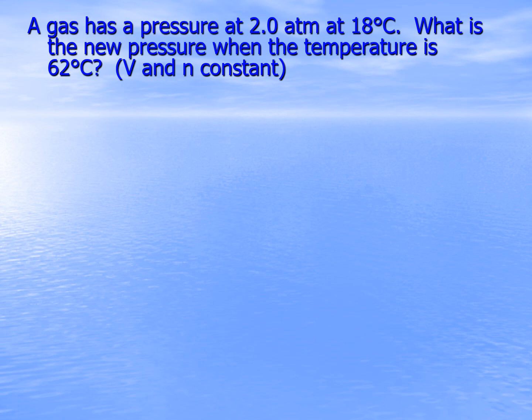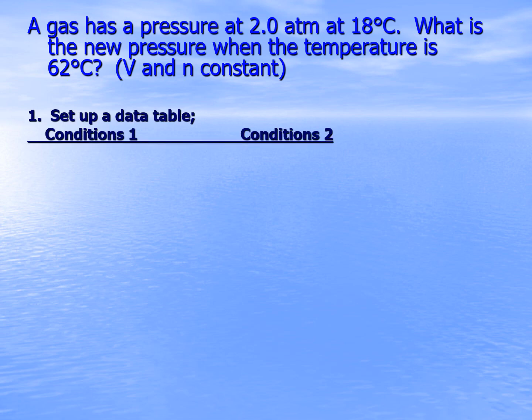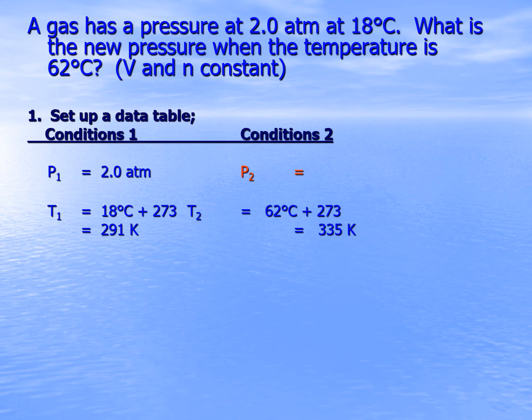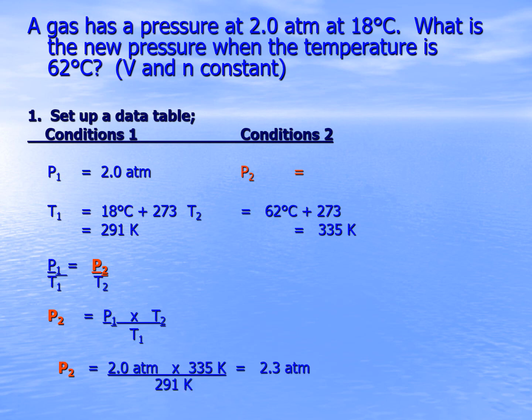2 atmospheres at 18 Celsius. What's the new pressure when the temperature is 62 Celsius? Set up your data table. Change everything to kelvins. Solve for the missing variable. Plug in the numbers you know. And you should end up with 2.3 atmospheres. Like I said, I'm going through these quickly, but you can always freeze the video and look at the slides one at a time at your own pace.